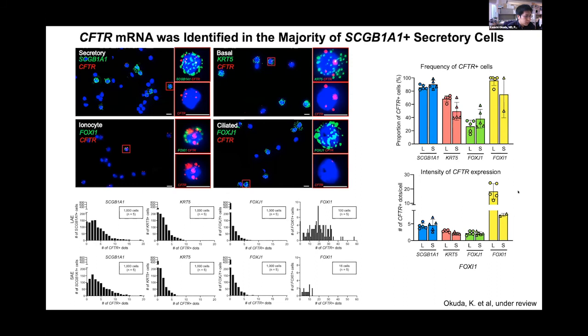And then this is the intensity of CFTR expression. The ionocyte expresses the highest number of dots per cell, and the next one is the secretory cell type. And these are higher than ciliated cells or basal cells. This order is also consistent with other data sets.